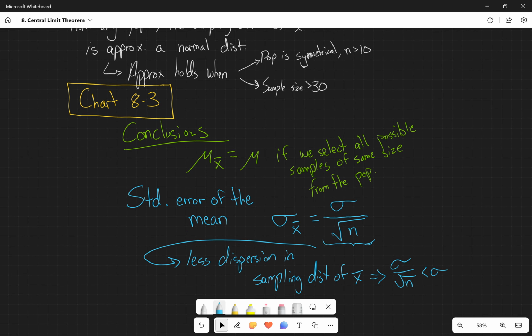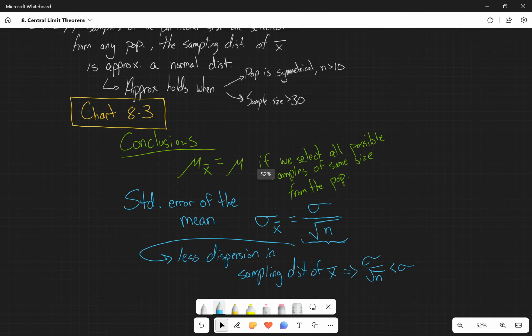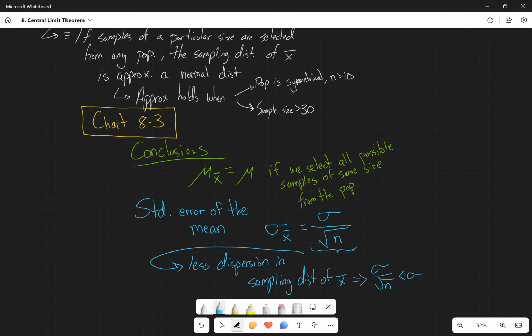Questions on central limit theorem and the conclusions of it? So as long as we select all possible samples, the average of our averages is going to give us the true population mean. Are we going to be using central limit theorem in order to apply stuff like the empirical rule to samples of populations? Mm-hmm. Okay. Yep. Yep. We will get there.